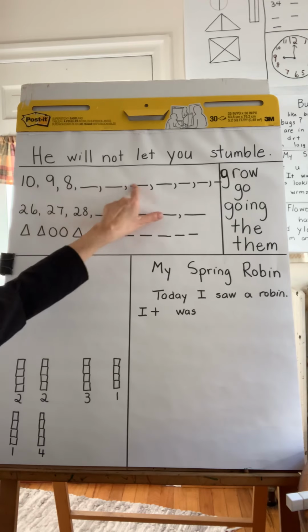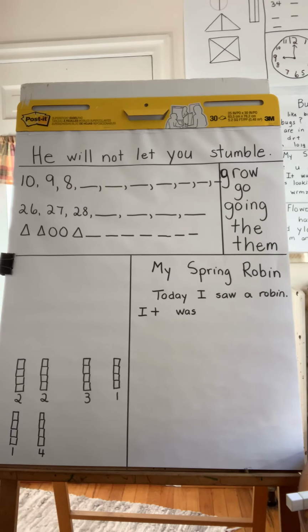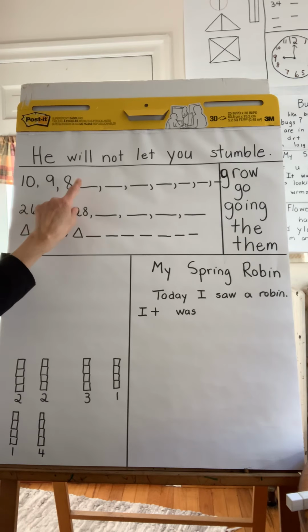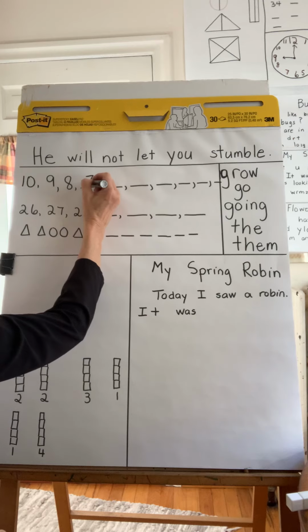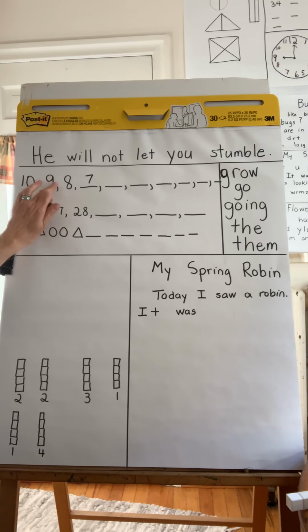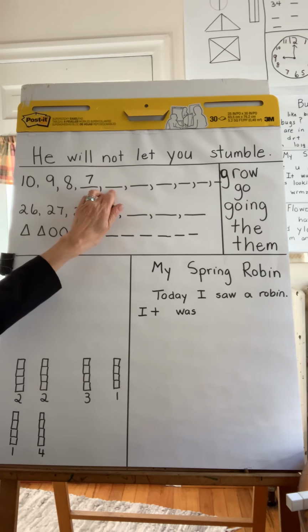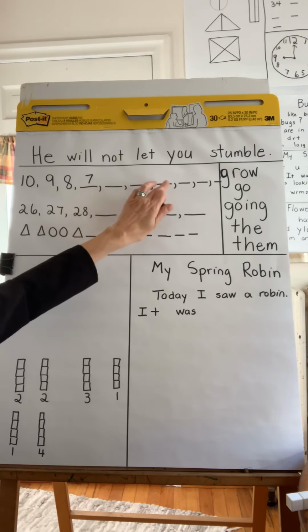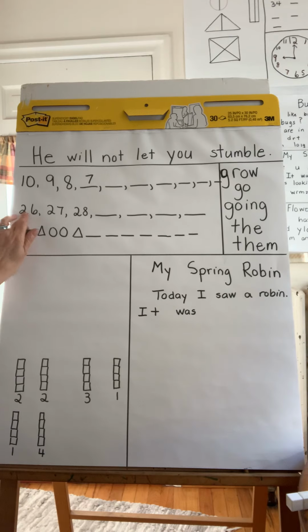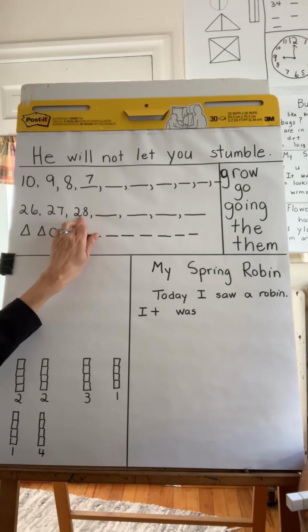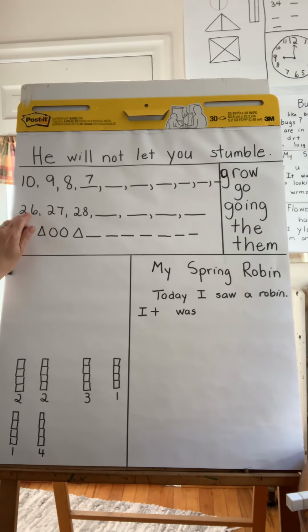This is counting down by ones. So 10, 9, 8. What goes in that line? 7. 10, 9, 8, 7, 6. 5, 4, 3, 2, 1. Fit it in there.